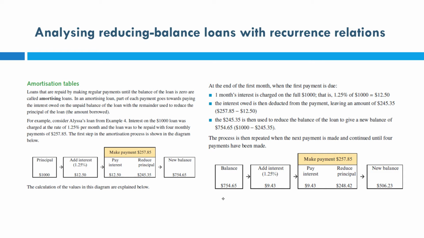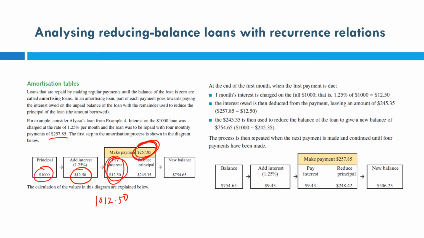So, for example, let's consider the loan before. $1,000 was charged at 1.25% per month, and the loan was to be repaid with 4 monthly payments of $257.85. So the first step in the amortization process is shown here. The principal is $1,000. We have to add interest of 1.25%, which is $12.50. So I actually owe the bank at the moment $1,012.50 because we have to add the interest, and I haven't made a payment yet.